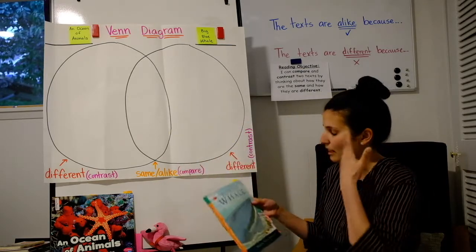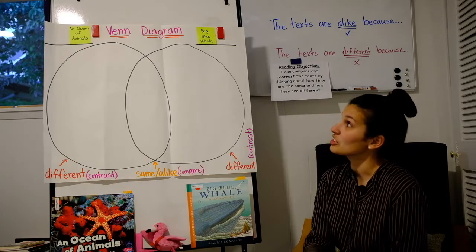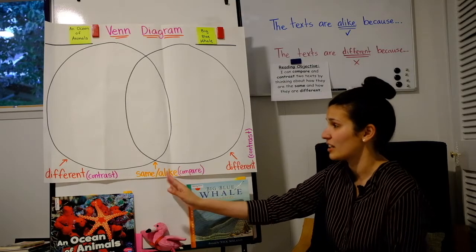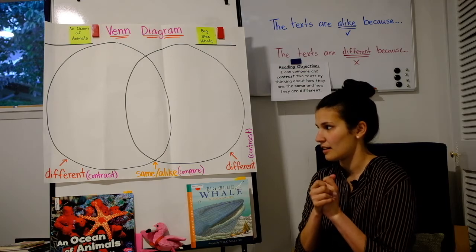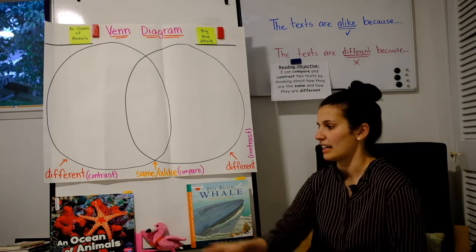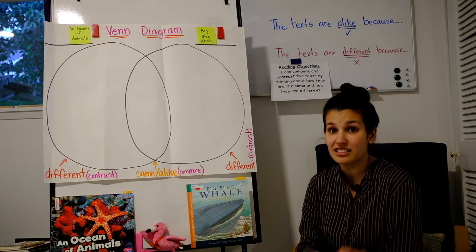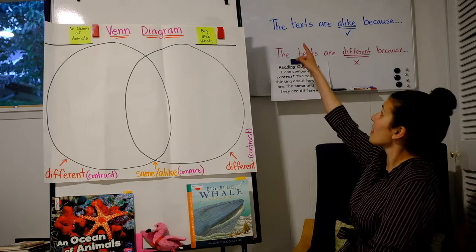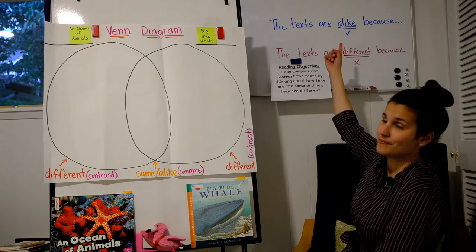Okay, so now that we've jogged our memories about both of these texts, we are going to start by thinking about how are they the same or how are they alike. When you think about how something is the same or alike, that means you're comparing it. So take a moment and think, how are these two texts alike? You could turn and tell your partner in a moment using this sentence stem. The texts are alike because, you try that.